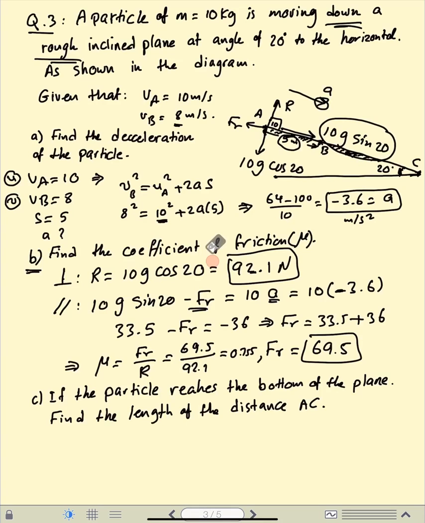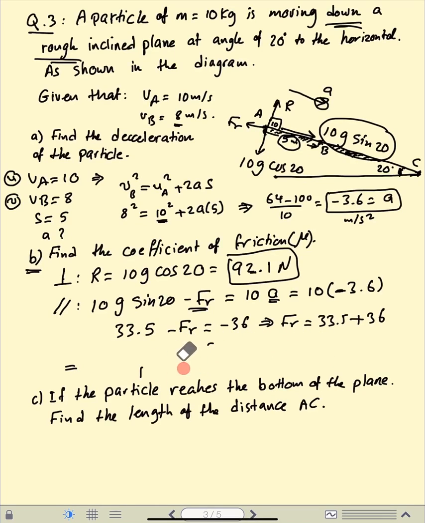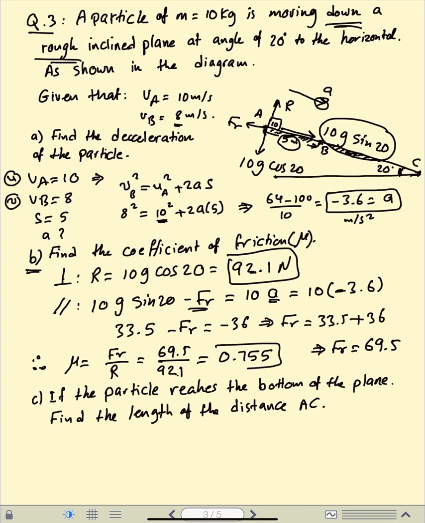Let me just write this more neatly, to not be confused and to see it well. So from here, FR is equal to 69.5. So mu is equal to FR dividing by R, which is 69.5 over 92.1, which is equal to 0.755 to 3 significant figures.